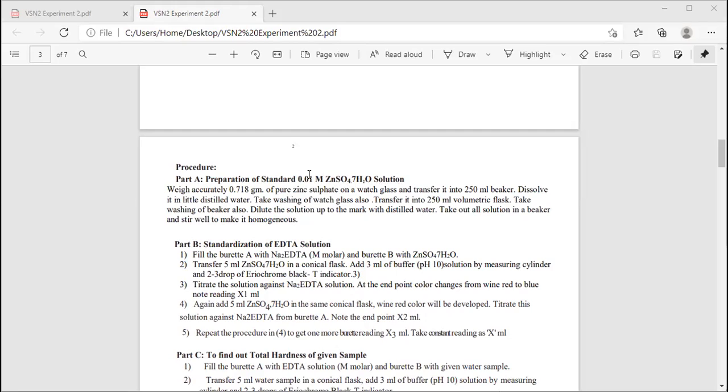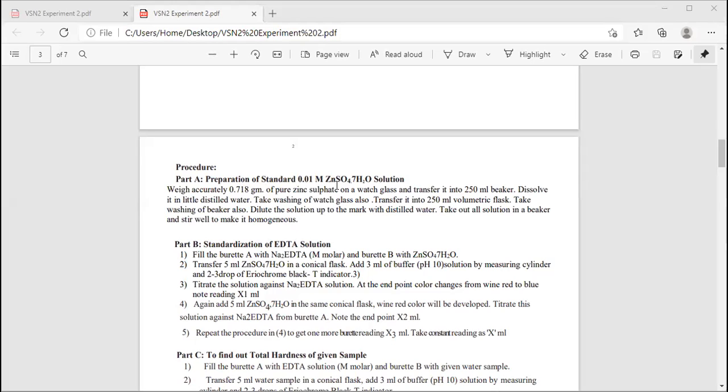So imagine that you are doing the experiment here. So you have to prepare 0.01 molar zinc sulfate heptahydrate (ZnSO4.7H2O) as a standard. For that, you have to take 0.718 gram of zinc sulfate powder. You have to dissolve it in a minimum amount of water in the beaker, and then you have to transfer it to the volumetric flask.